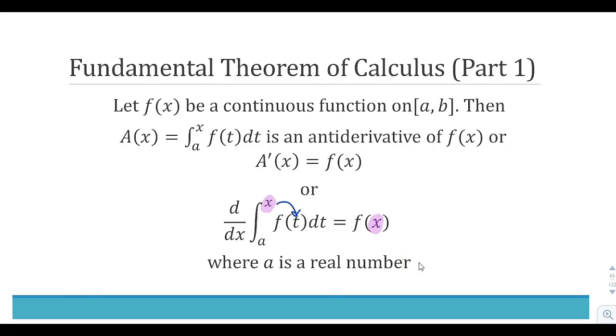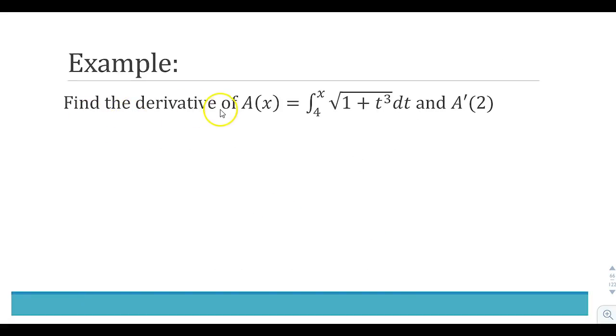So let's go ahead and try some of these Fundamental Theorem of Calculus Part 1 problems. So in this example, find the derivative of A of x equals the integral from 4 to x of the square root of 1 plus t cubed dt, and find A prime of 2. So first find A prime of x.